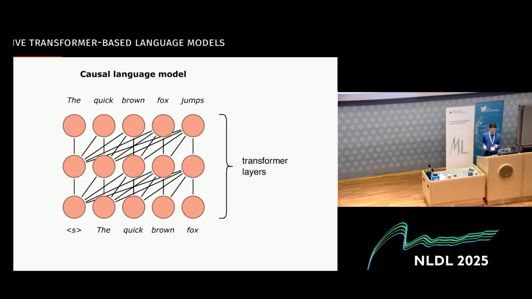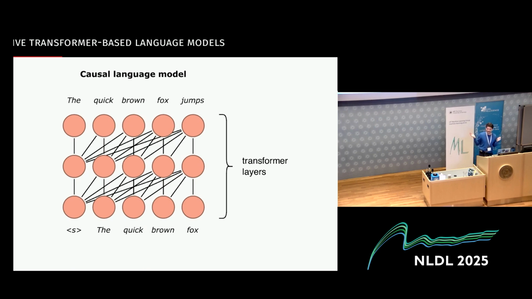So, for example, the first beginning of sequence symbol doesn't have access to any other words. It just sees itself, and it should predict the first word. But then, for example, the word quick has access to all the previous words, so the beginning of sequence symbol as well as the word the. And based on this information, it should then output the word brown. And this looking into the previous words is what the attention mechanism inside the transformer model does.